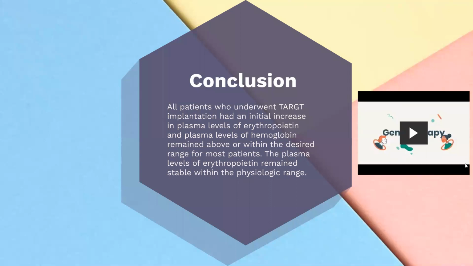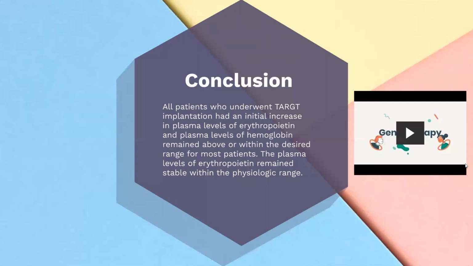Conclusions. All patients who underwent TA-RGT implantations had an initial increase in plasma levels of erythropoietin and plasma levels of hemoglobin remained above or within the desired range for most patients. The plasma levels of erythropoietin remained stable within the physiological range.